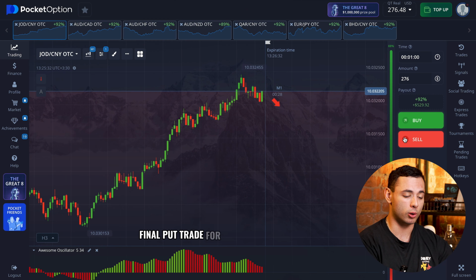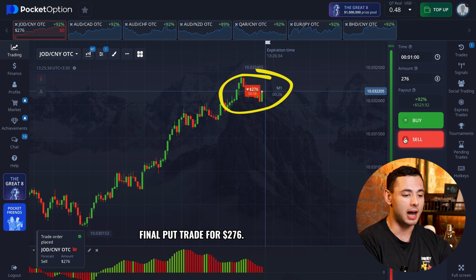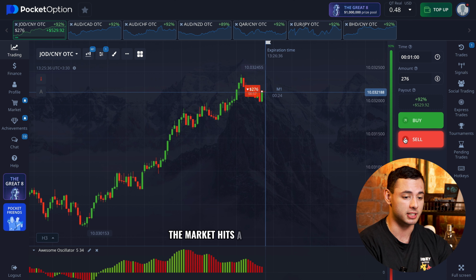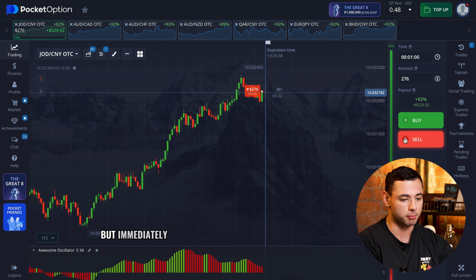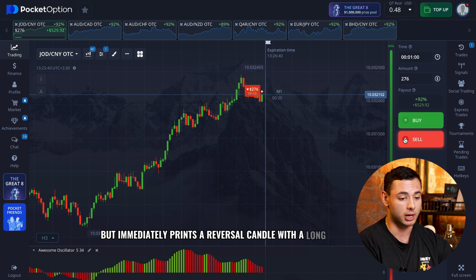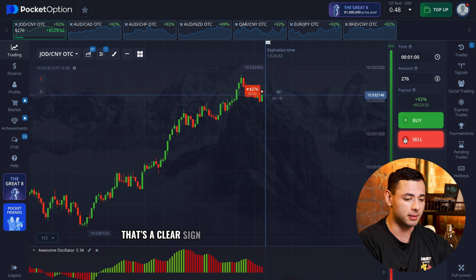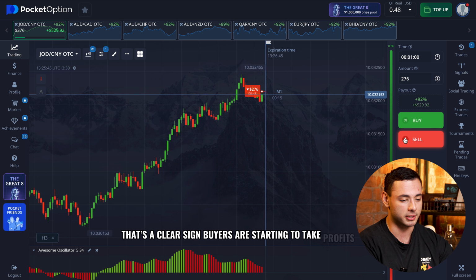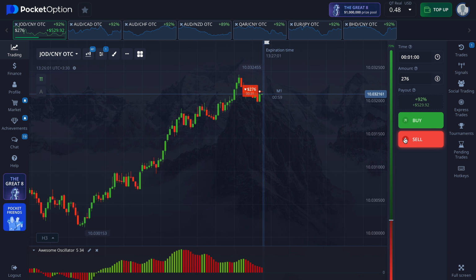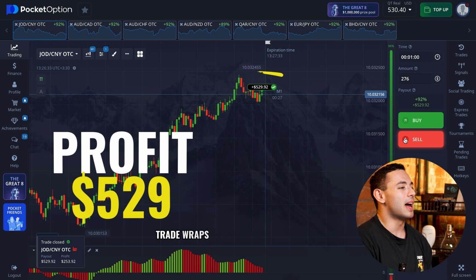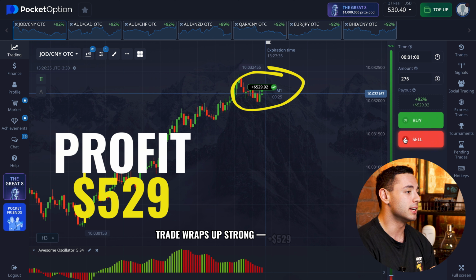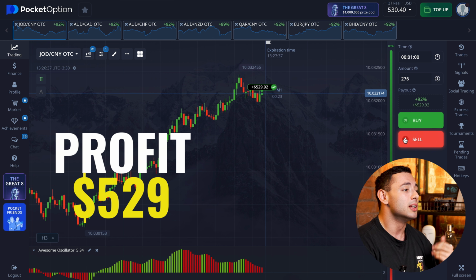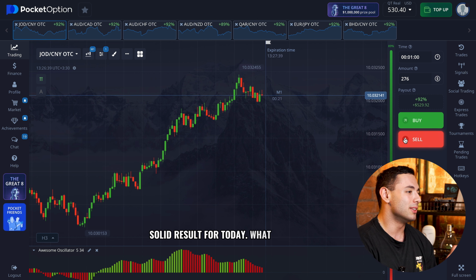Final put trade for $276. After a strong climb, the market hits a new local high, but immediately prints a reversal candle with a long upper wick. That's a clear sign buyers are starting to take profits. Trade wraps up strong, plus $529 profit. Solid result for today. What do you think?